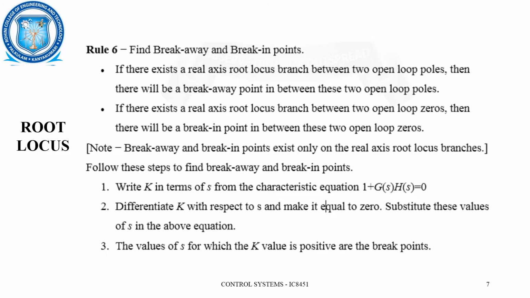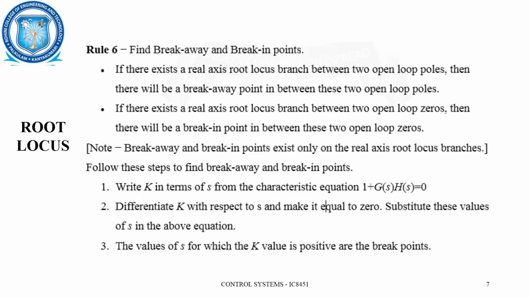When we are considering open loop zeros, there will be a break-in point. What is the meaning of breakaway or break-in? For example, on the real axis, if we have two adjacent open loop poles, then we know the root locus will start from the poles. So there will be two root loci: one locus starting from one pole and the other starting at the other pole.